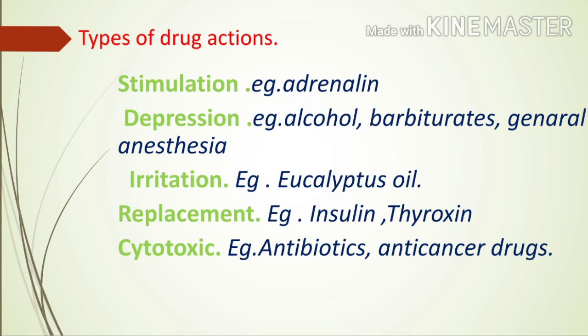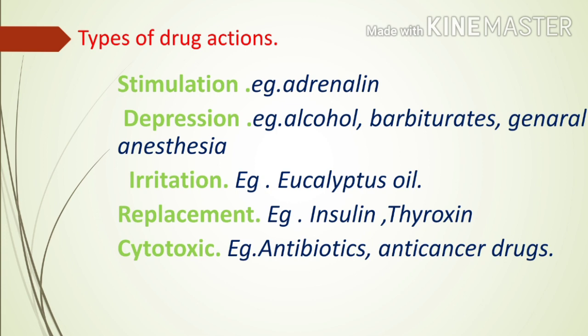Certain agents applied over the skin cause irritation and interfere with the pain pathway, and due to continuous stimulation, signal conduction decreases and reduces pain. Example, eucalyptus oil. It's an irritant action of a drug. When there is deficiency of endogenous substances, they are replaced by drugs. Example, insulin in a diabetic patient. It's a replacement action of a drug.